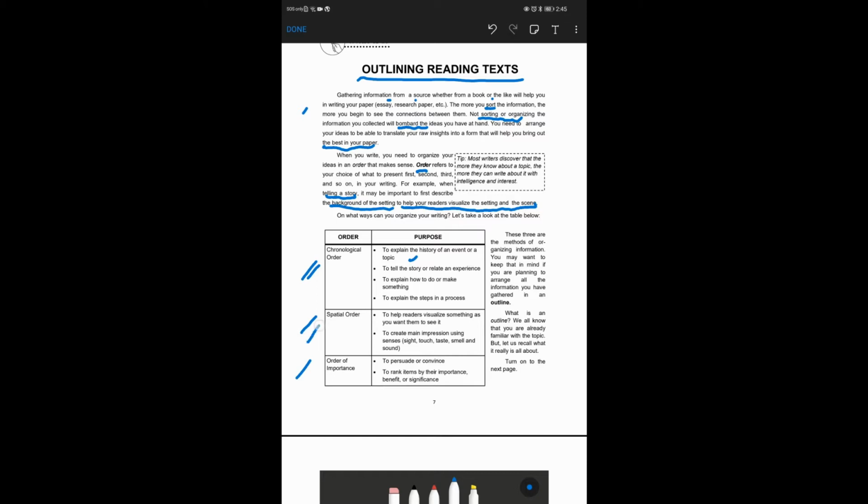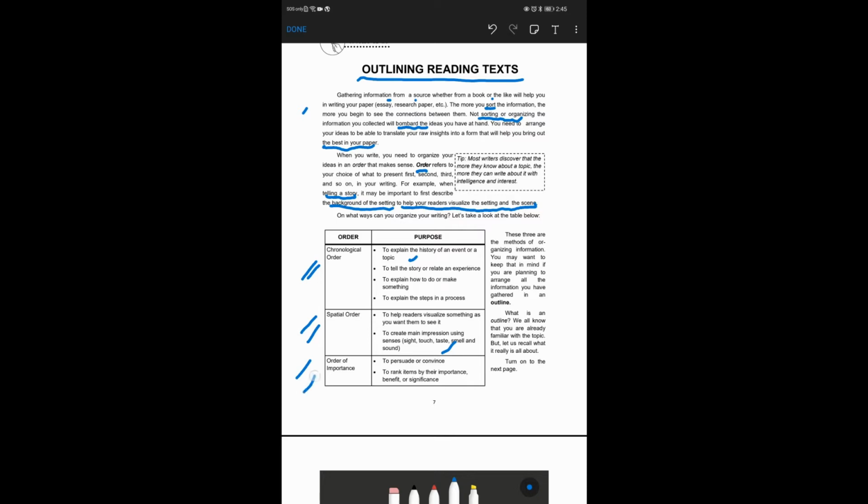For the spatial order, this is used to help the readers visualize something as you want them to see it. It is also used to create main impressions using the senses. It's the senses of sight, touch, taste, smell, and sound. So spatial is all about descriptions. When you want your readers to imagine something.